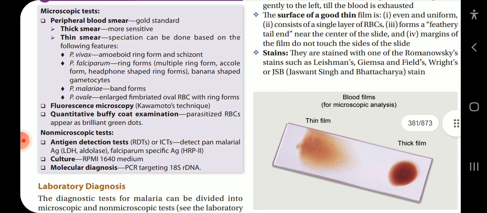So the lab diagnosis: microscopic test, peripheral blood smear is the gold standard. Thick smear is more sensitive, and with thin smear speciation can be done based on the following features. Plasmodium vivax: amoeboid ring form and schizont. Plasmodium falciparum: ring forms, multiple ring forms, applique or accolé forms, headphone shaped ring forms, banana shaped gametocytes. Plasmodium malariae: band forms. Plasmodium ovale: enlarged fimbriated oval RBCs with ring forms.